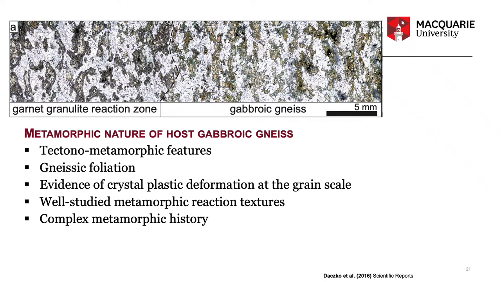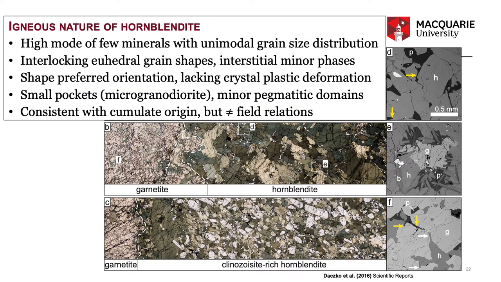In thin section, the host has a strong metamorphic character about it, with a nice exfoliation, evidence for crystalloplastic deformation. Once we get into the shear zone, intuitively, we might expect to see a lot of deformed minerals. But what we actually see is a very igneous nature of the high-strain rocks.